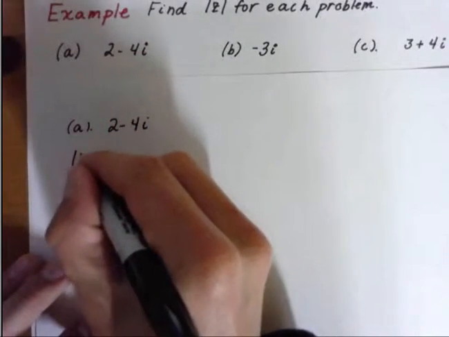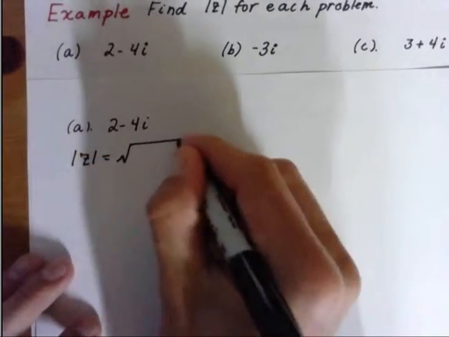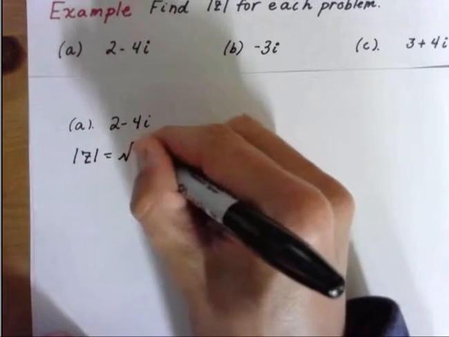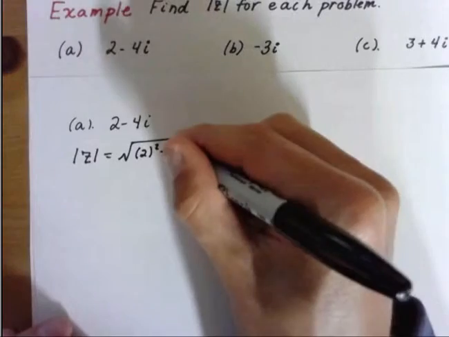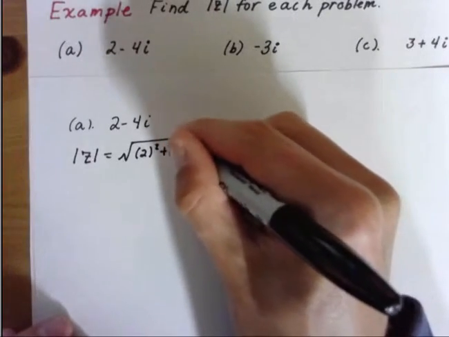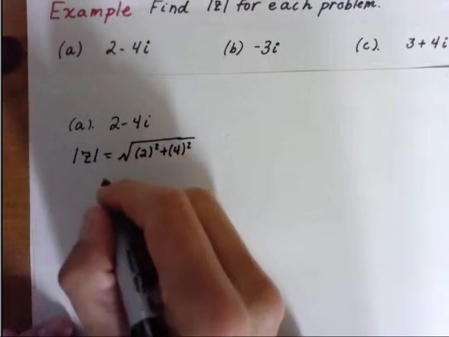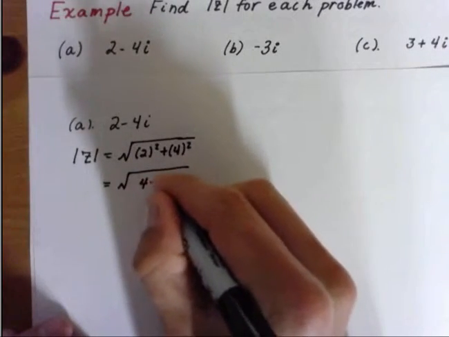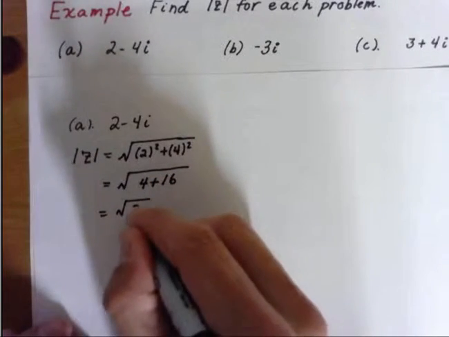The absolute value of z is going to be equal to the square root of a squared plus b squared. So a is 2, and it's not going to matter the sign. It's going to be plus 4 squared. You don't even have to worry about negatives because this is distance and you're squaring the number. Doesn't matter, just leave them as positives. So this is going to become the square root of 4 plus 16, which is equal to root 20.